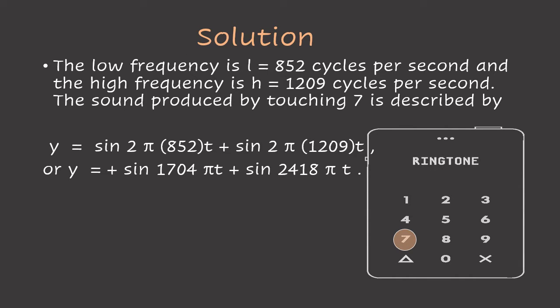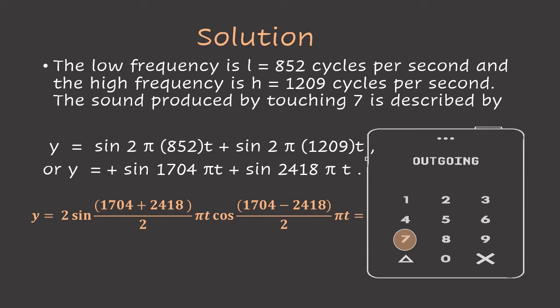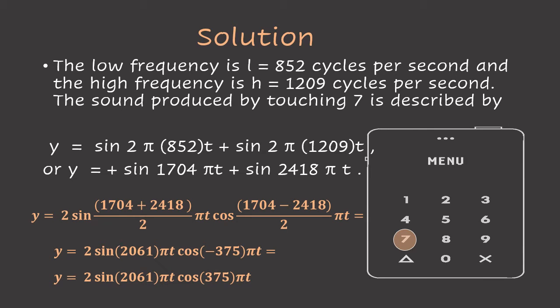Now also we have a formula that relates the sum of sines and changes it to a product of sine and cosine. Keep in mind the cosine function is an even function, so we can write it as such without the negative inside the parentheses.